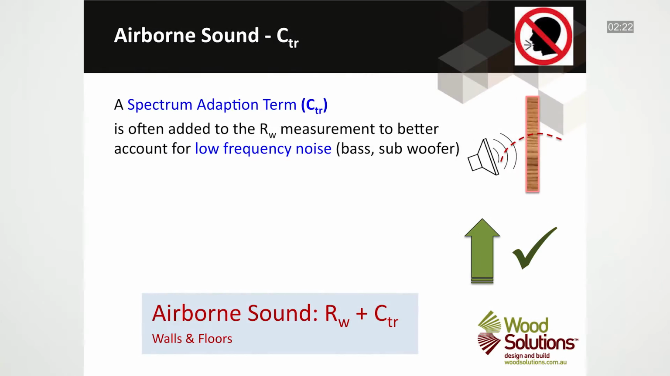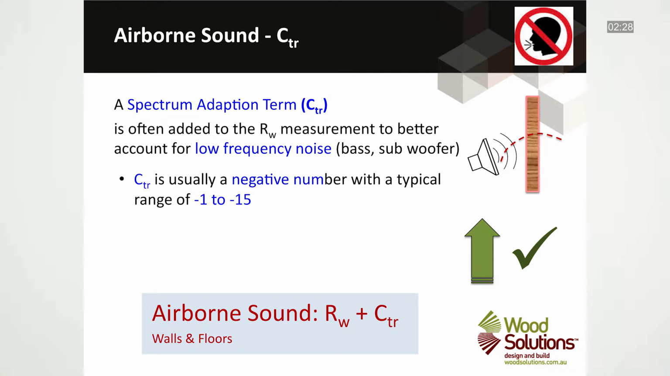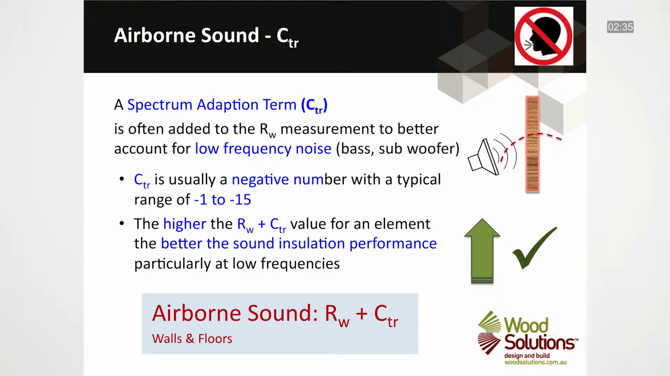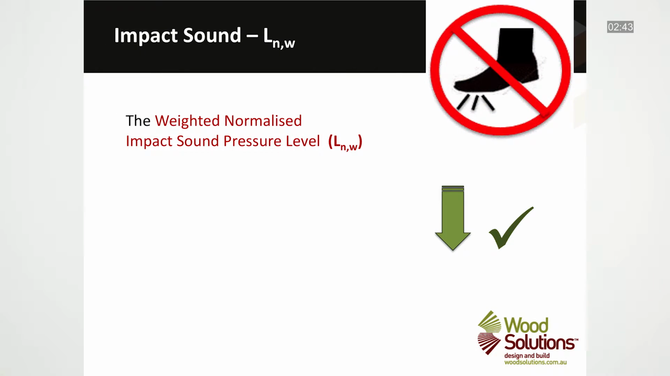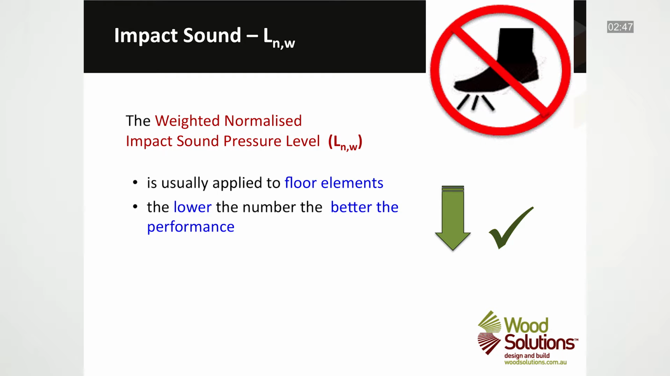With airborne sound, a spectrum adaptation term, CTR, is often added to the RW measurement for better account of low frequency noise. CTR is usually a negative number, with a typical range of -1 to -15. The higher the RW plus CTR value for an element, the better the sound insulation performance, particularly at low frequencies. With impact sound, the Weighted Normalised Impact Sound Pressure Level, LNW, is usually applied to floor elements. The lower the number, the better the performance.